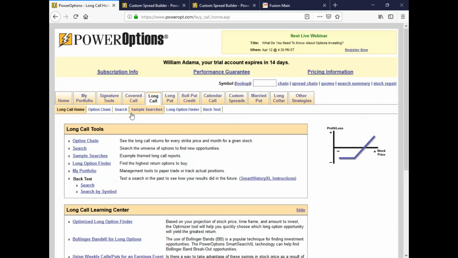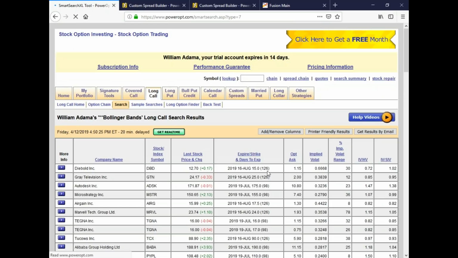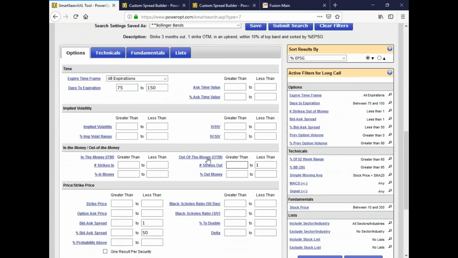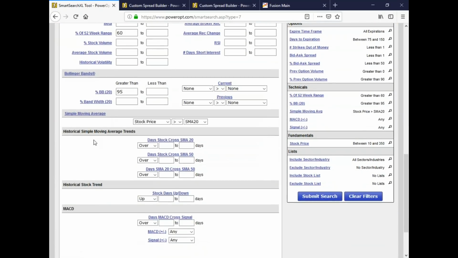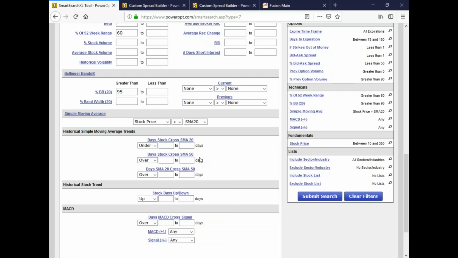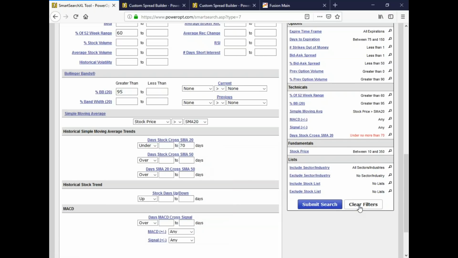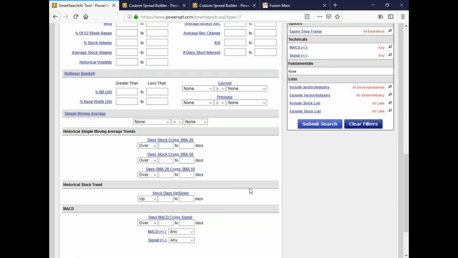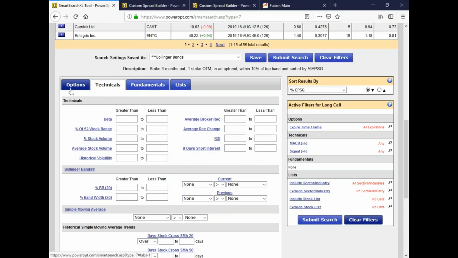Let's just go back to, I'm sorry, I'm in long call. Might not be what you're looking for. Let's go back to long call. In the technicals, there is a field to look for number of days stocks up or down, and number of days the stock has been under, let's say an SMA 20 or an SMA 50. So let's just say I'm going to look under 70 days. No, I'm not. I'm going to clear the filters first because everything I was just looking for on the default was bullish, Fernando, so we wouldn't find any results if I put this new criteria.